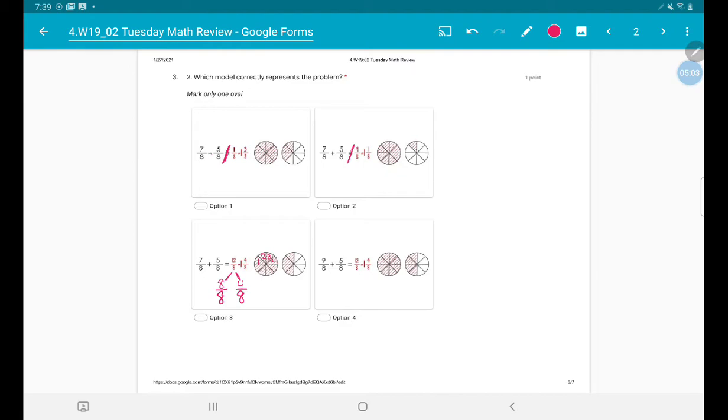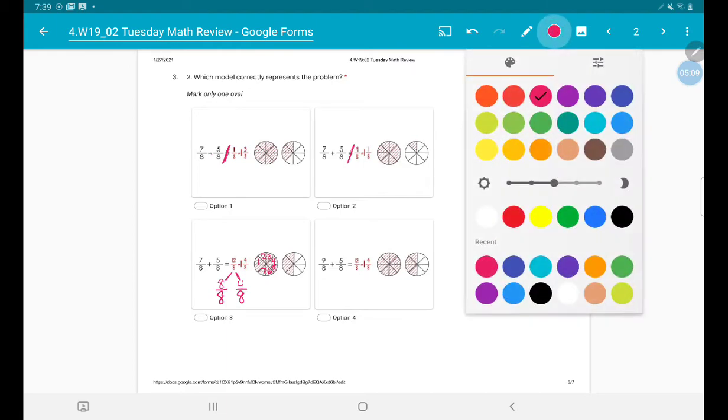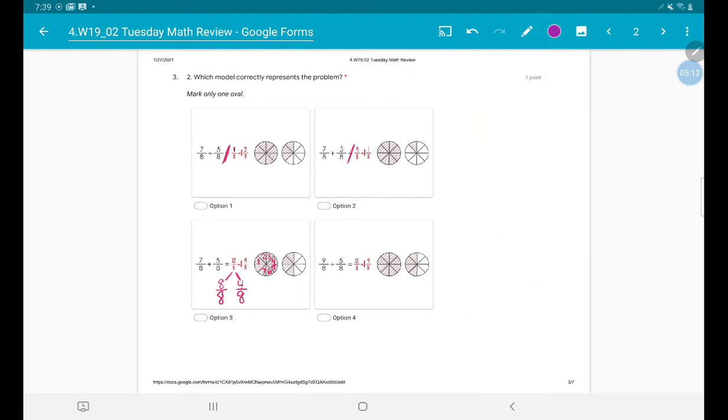1, 2, 3, 4, 5, 6, 7. There's 7/8. And we need to add 5/8 to it. There's 1/8, 2/8, 3/8, 4/8, 5/8. So the correct amount is shaded. 7/8 plus 5/8 equals 12/8, which is equal to or the same as 1 4/8. You can also see that 4/8 is equal to a half, so this is also equivalent to 1 1/2.